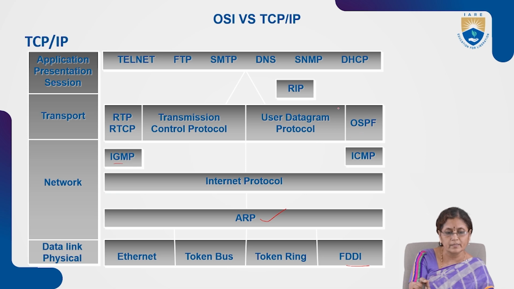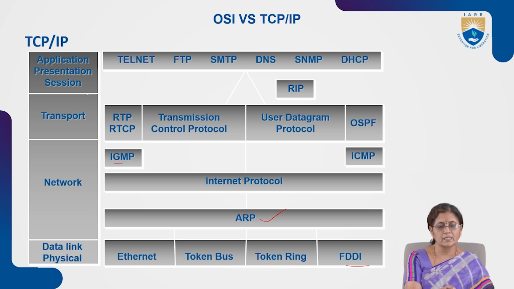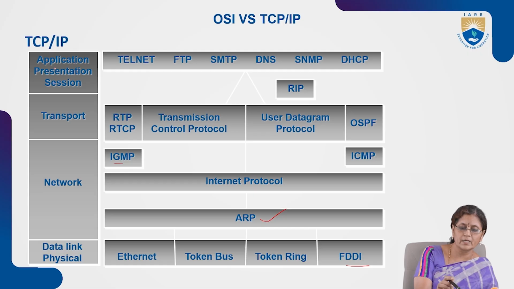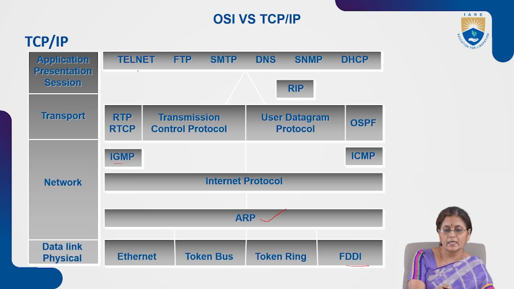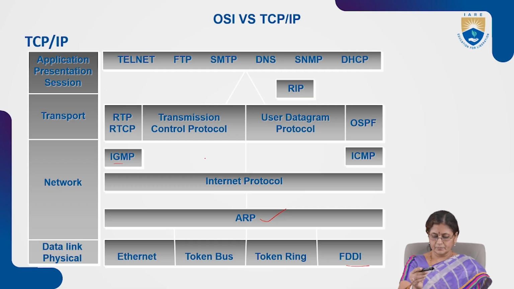OSPF protocols are there. The application, presentation and session layers are merged together as the application layer. In this one, Telnet, FTP, SMTP, DNS, SNMP, DHCP, and also RIP are protocols. These come under the application, presentation and session layer of the TCP/IP protocol suite.